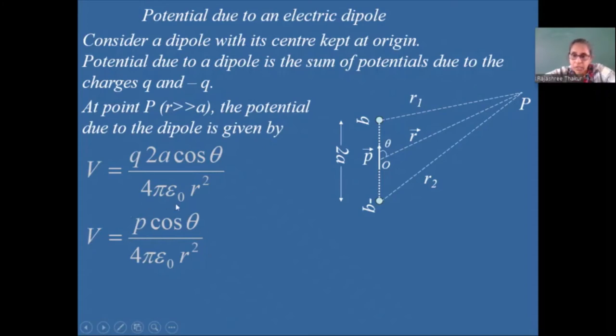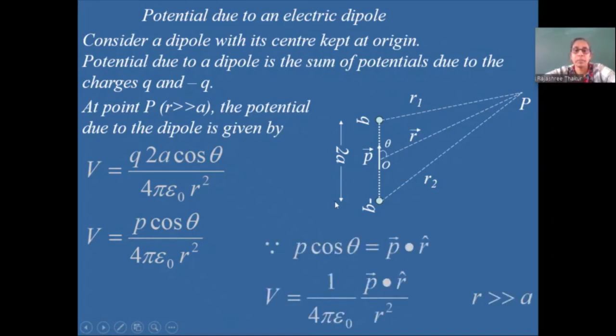Now p cos theta can be written as a dot product of two vectors. Which ones? Vector p and the unit vector r. So I can write p cos theta as vector p dot r cap. So V is equal to 1 upon 4 pi epsilon 0 p dot r cap upon r square. Always remember, we are getting this expression only when r is far greater than a.